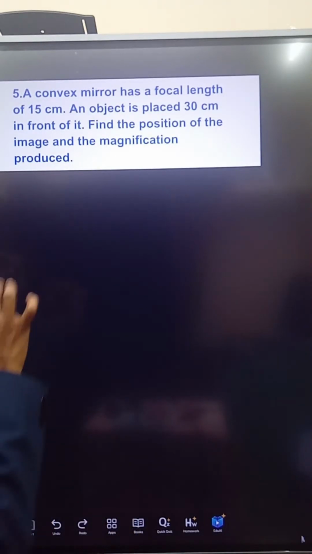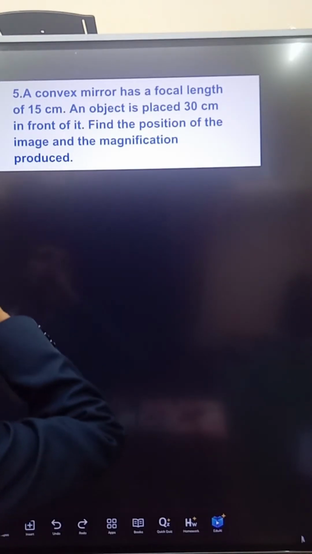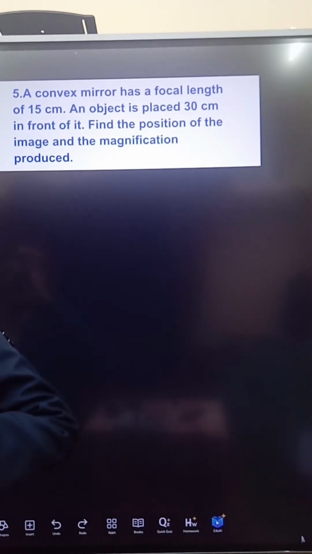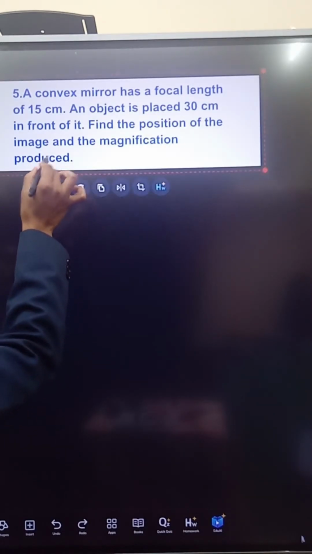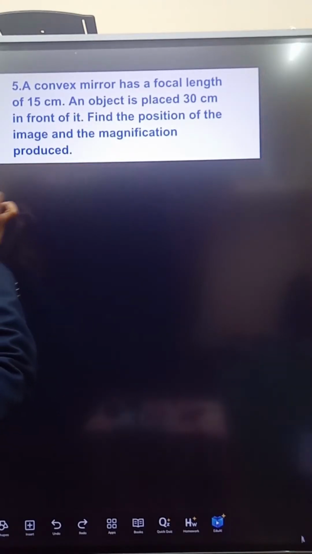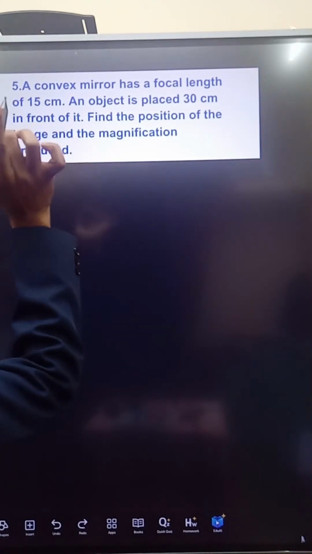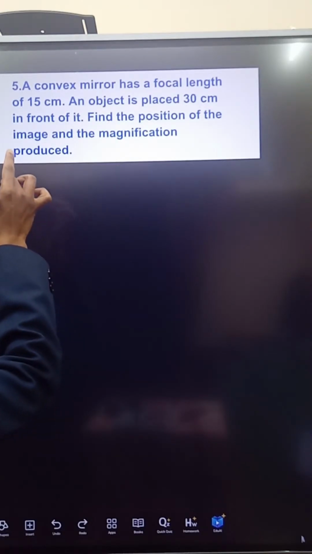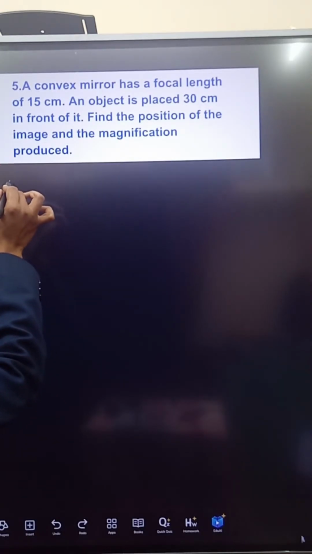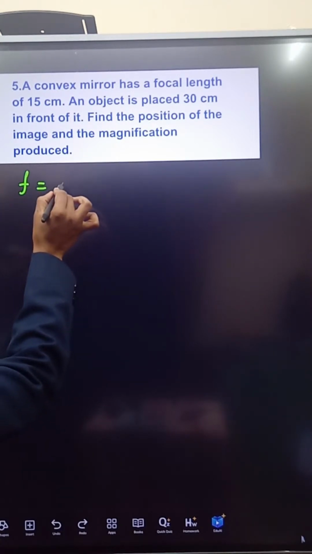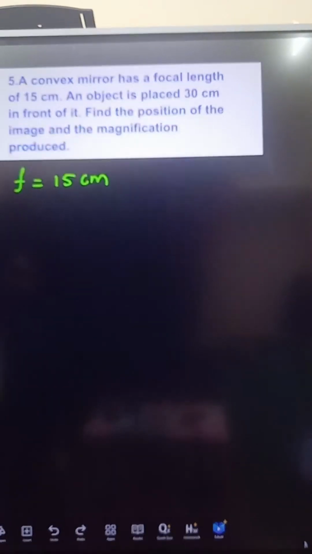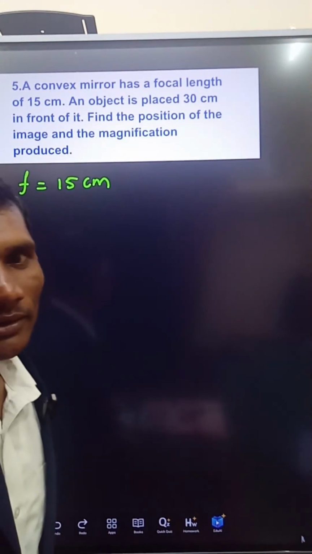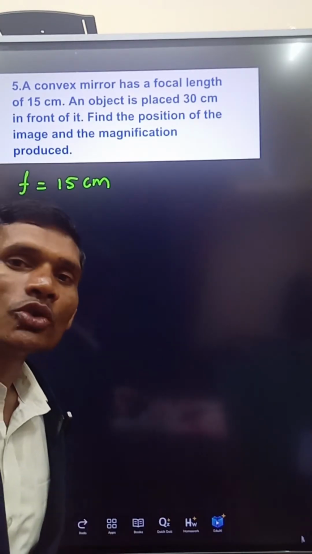You write: a convex mirror has a focal length of 15 centimeter. I'm not writing it directly, I'm just giving you a hint. Remember, convex mirror, focal length of 15 centimeter. What have they given? Focal length, that is f is equal to 15 centimeter. Now arises a difficulty. What is the difficulty? Should I take a positive or negative sign?